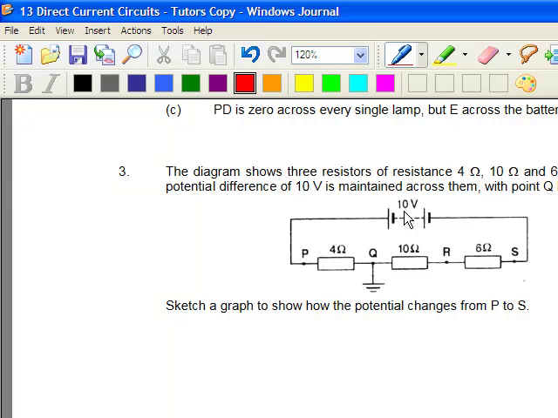When the PD across the battery is 10 volt, that means the PD across the 3 resistors is also 10 volt. That one is clear, right? This 10 volt must be shared between these 3 resistors, so they must all add up to 10 volt. But I want to find out how the potential changes.